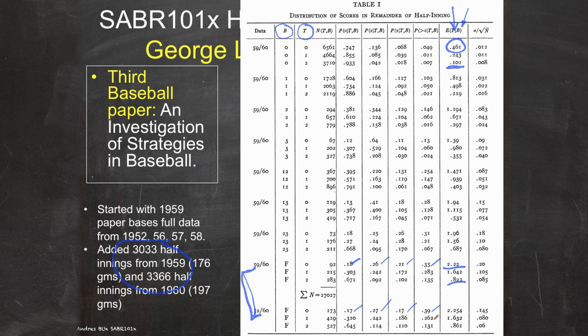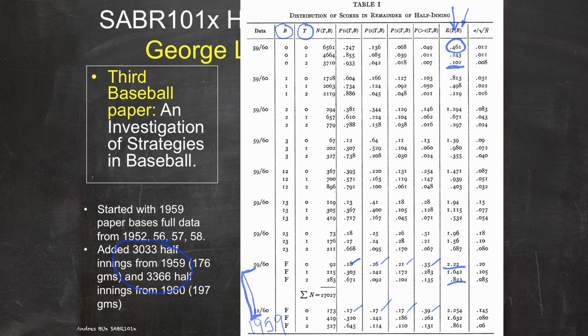They don't have to be precisely the same, but you can see that they're approximately the same. There's not much difference in the probability of scoring 0, 1, 2, or greater than 2 runs across these probabilities, and also in the expected runs you get when the bases are full, nobody out, the bases are full, 1 out, and the bases are full, 2 outs. And they're about the same in both sets of data, the 59-60 data and the 52-56-58 data from the 1959 paper, which is what this section represents.